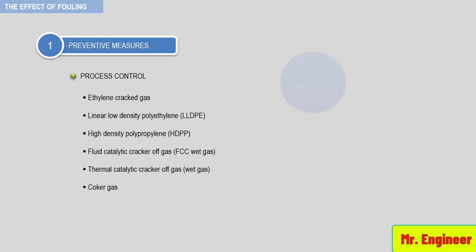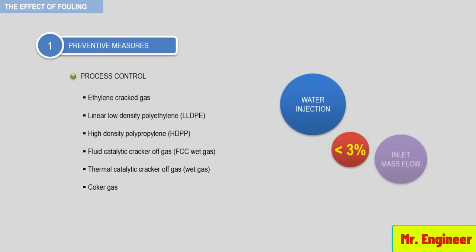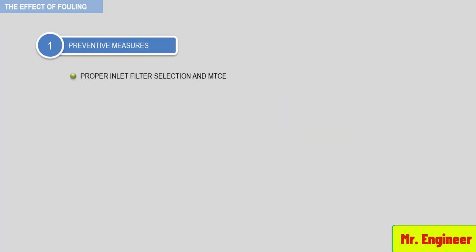Note that water injection is used quite regularly in ethylene unit cracked gas compressors to reduce gas temperature. However, an industry standard or best practice is to keep the amount of injection water below 3% of the inlet mass flow. The second effective preventive measure includes proper selection and maintenance of inlet filter.